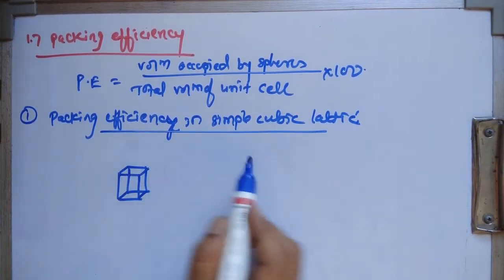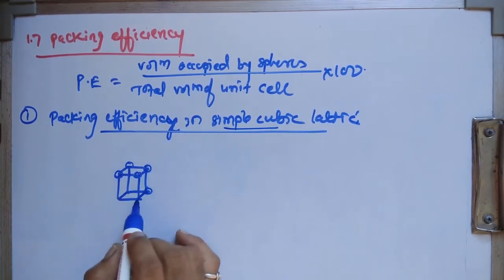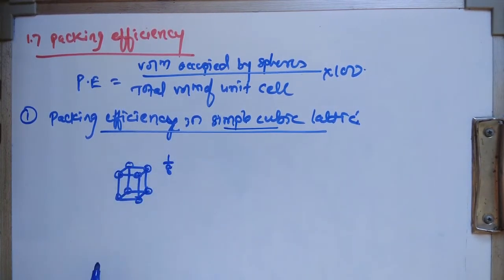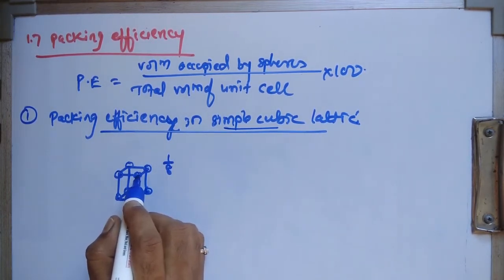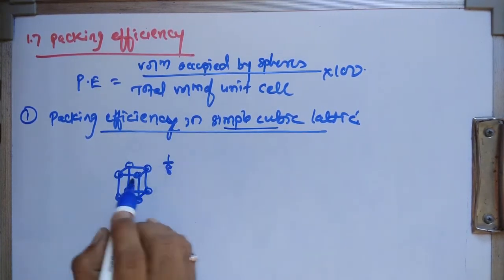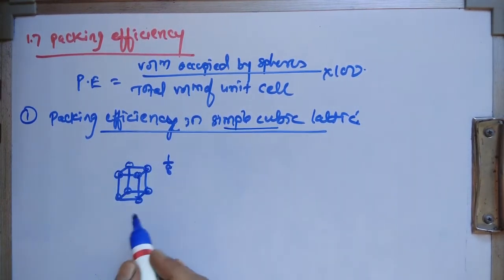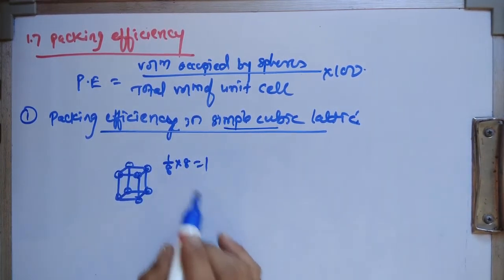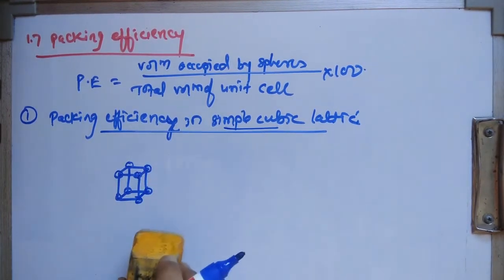Now in this simple cubic cell, 8 atoms are present at the 8 corners, and 1/8 part goes to each cell, because each corner of a unit cell is shared with 8 other cubic cells. That's why each atom is divided, 1/8 part to each individual cell. So 1/8 into 8 corners is equal to 1 particle. That means 1 particle is present in the simple cubic cell.